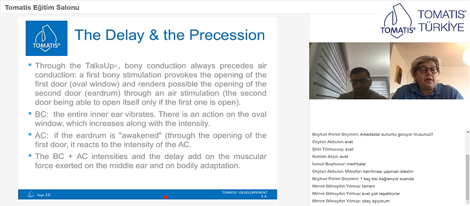And in air conduction, if the eardrum is awakened through the opening of the first door, it reacts to the intensity of the air conduction.